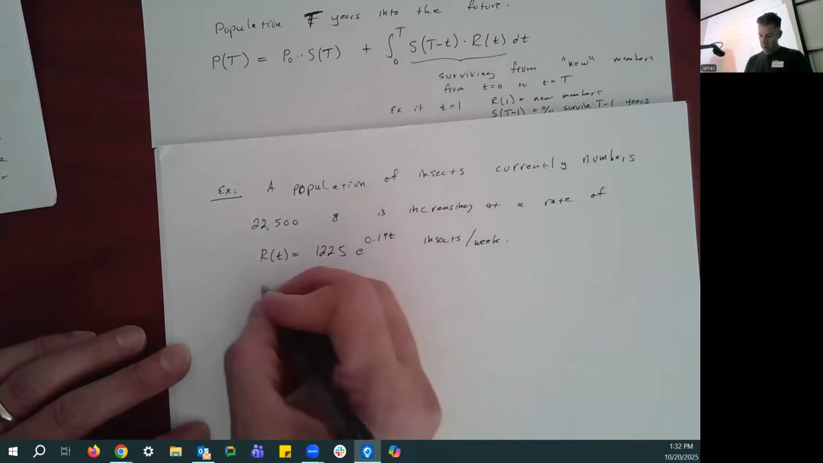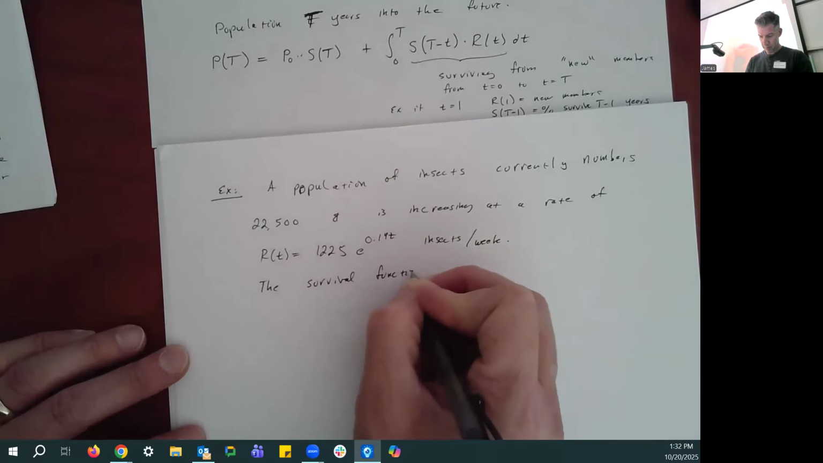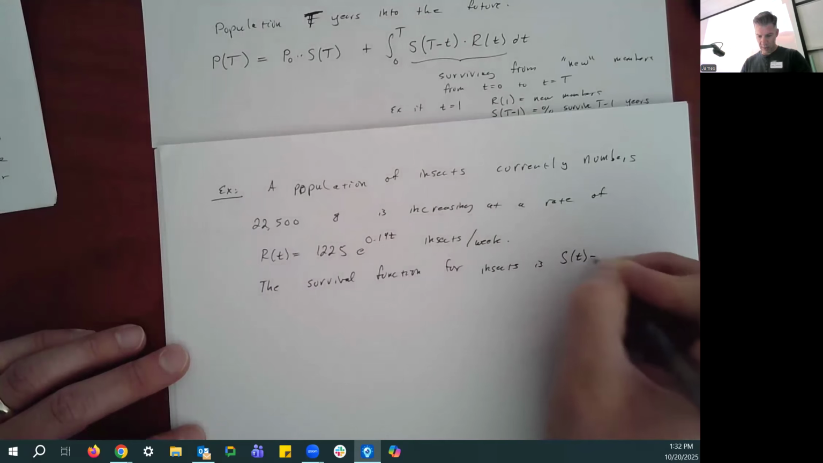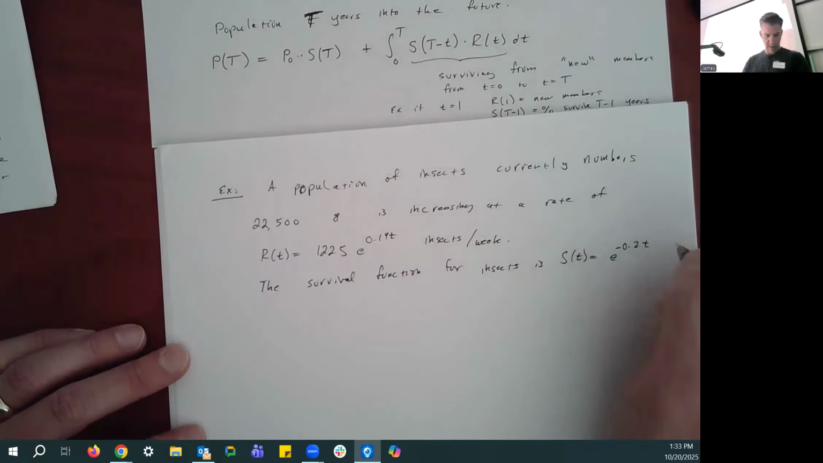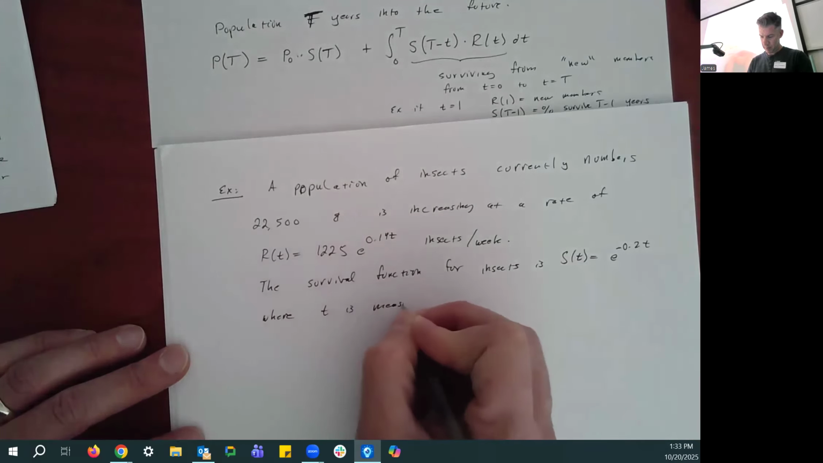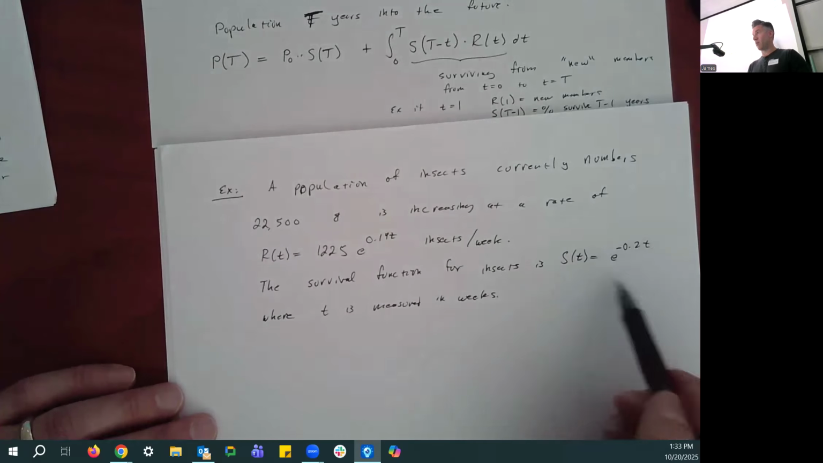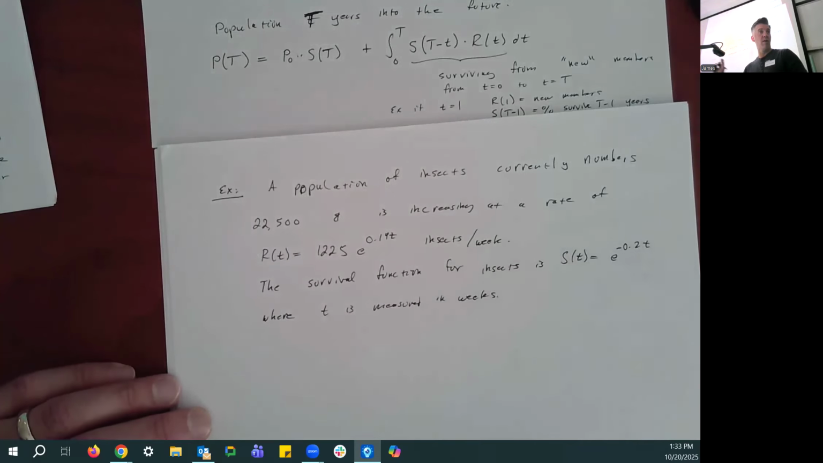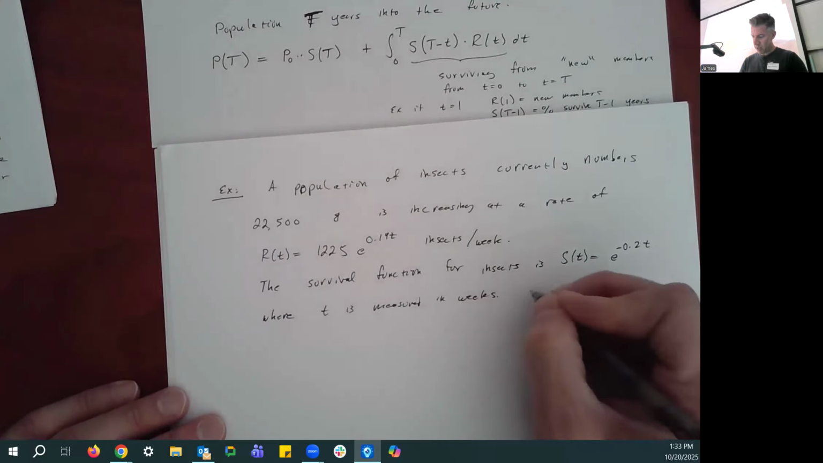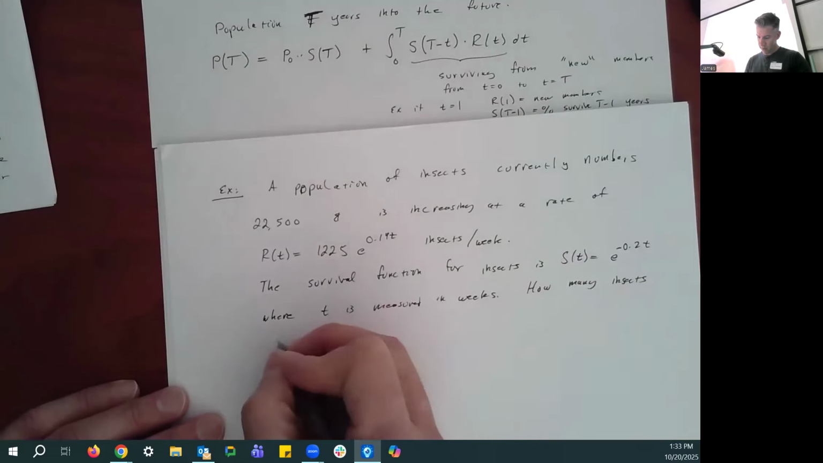The survival function for insects is S of t equal to e to the negative 0.2 t. Again, where t is measured in weeks. So as time goes on, this number gets smaller and smaller and smaller. So the percentage of insects that survive gets smaller the longer time goes on because, right, insects don't live that long. So the question is, how many insects will there be after 12 weeks?